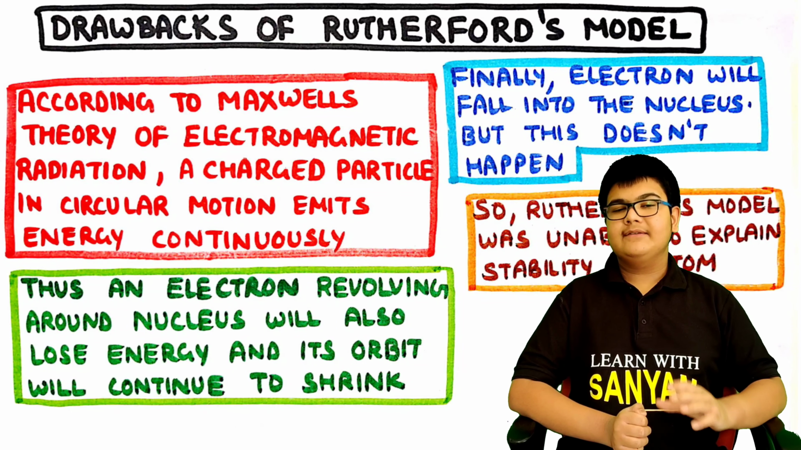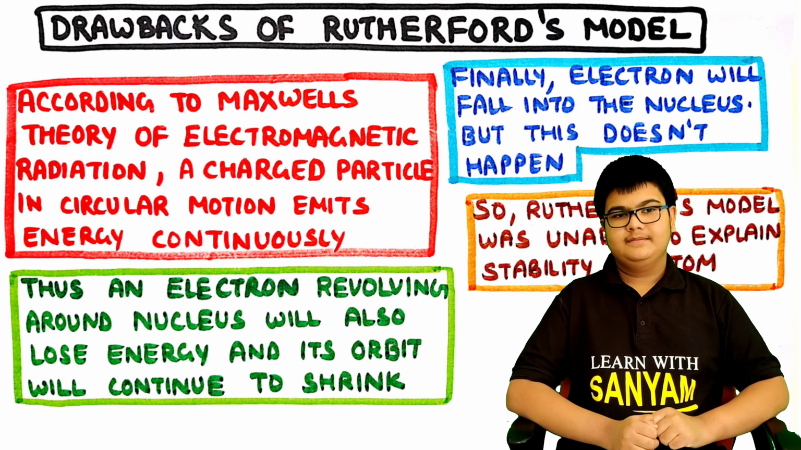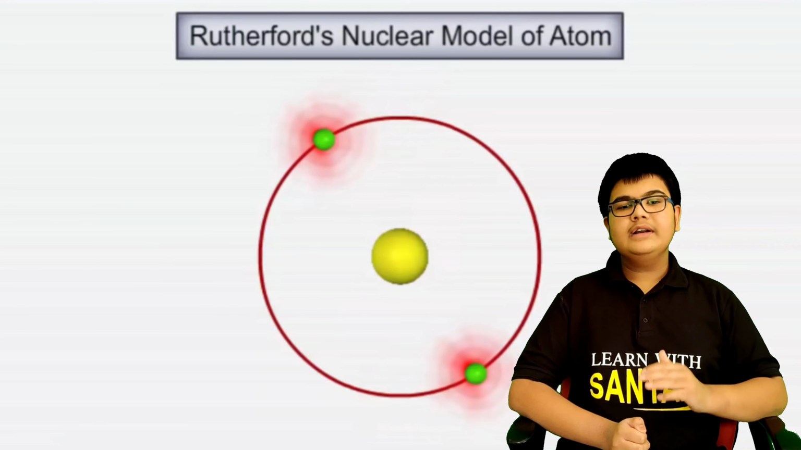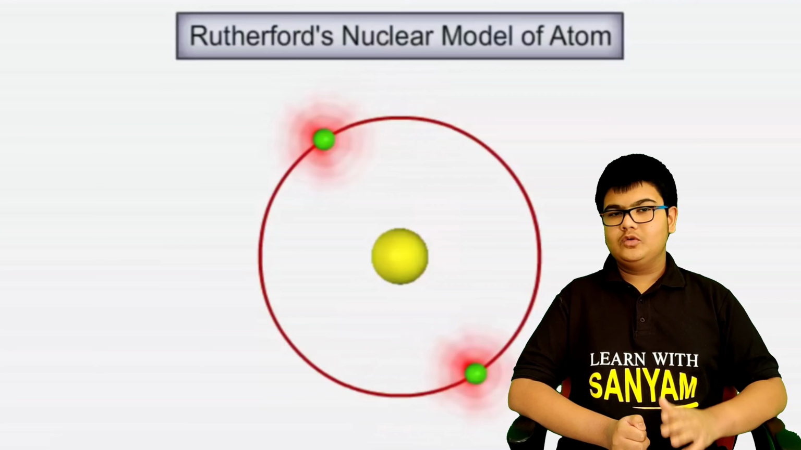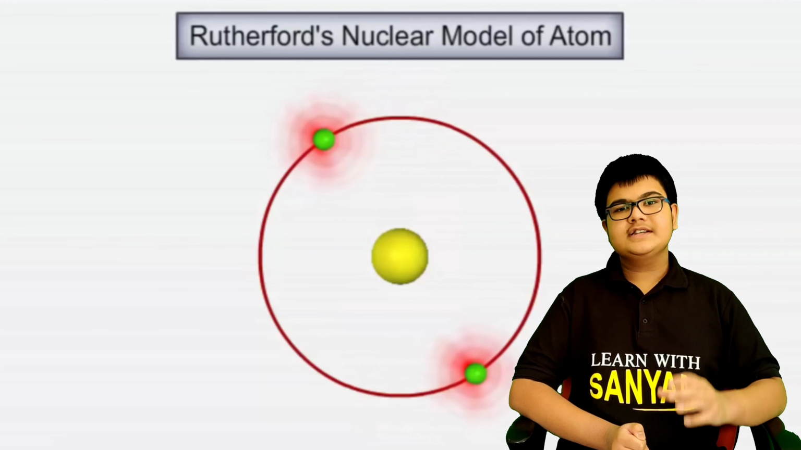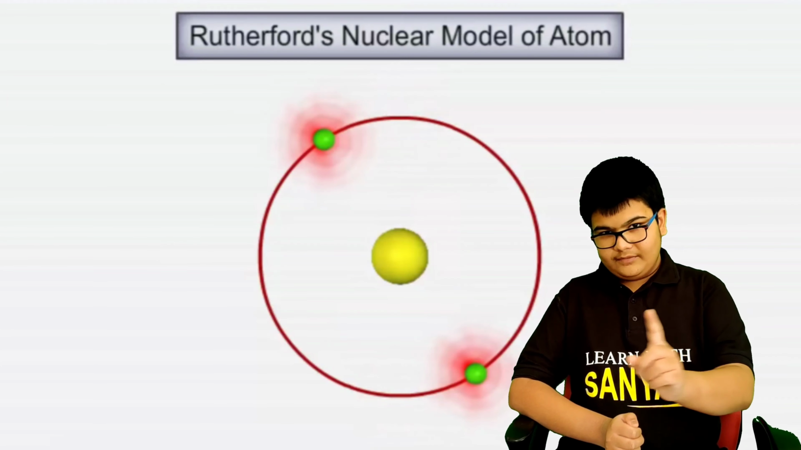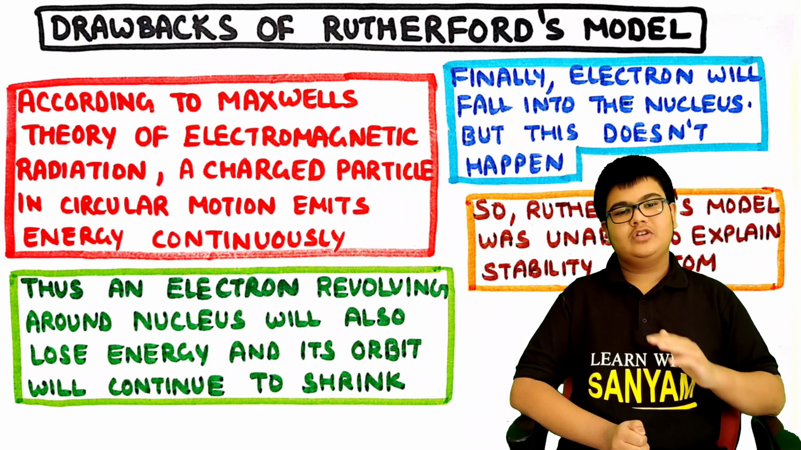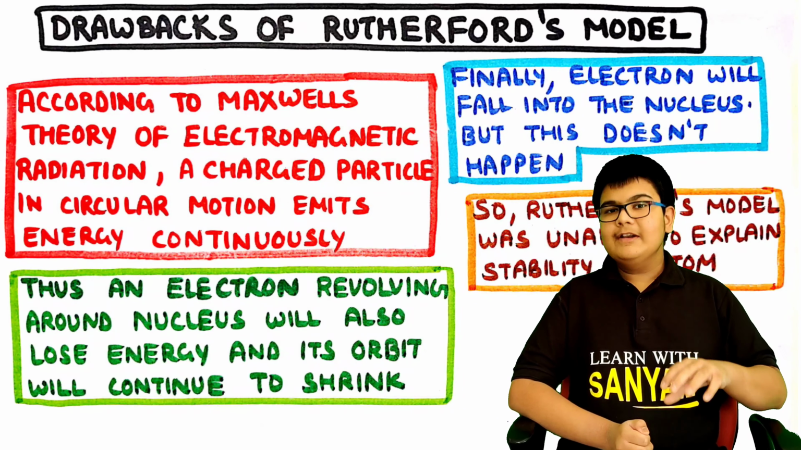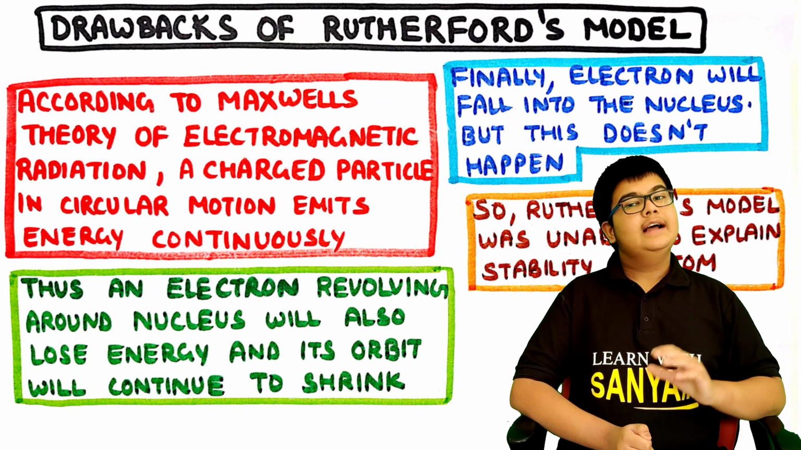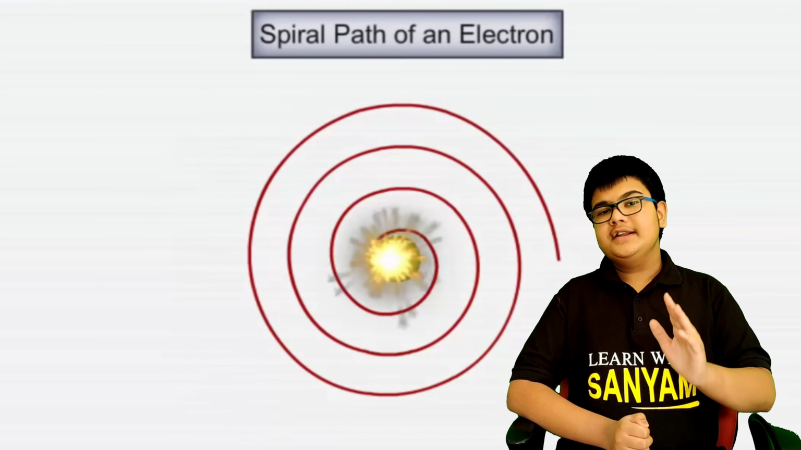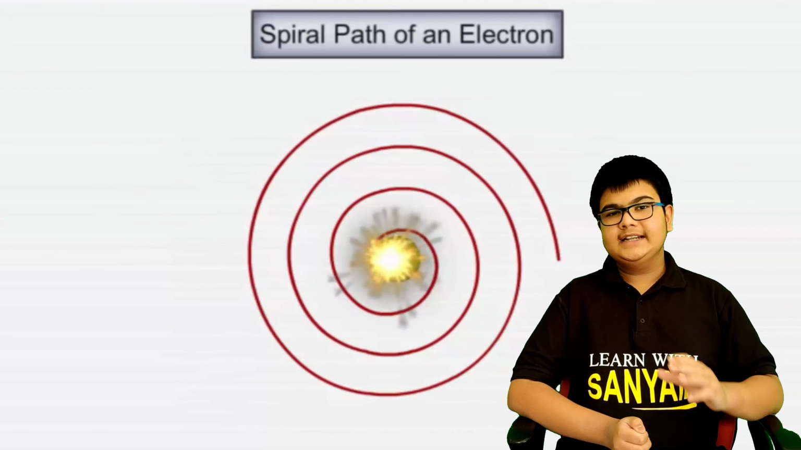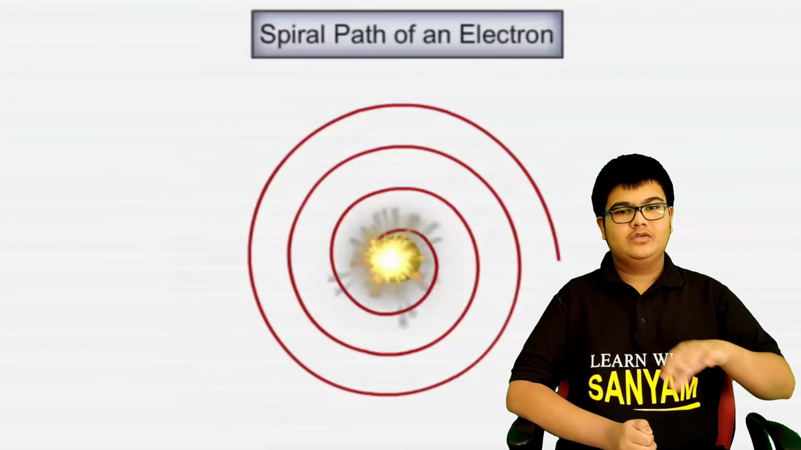And in this way, it will keep on losing its energy. Thus, an electron revolving around the nucleus will also lose energy, because the electron is a charged particle and as it is revolving around the nucleus, it is following circular motion. So as it continues to lose its energy, the orbit of the electron will continue to shrink. And finally, the electron will fall into the nucleus.